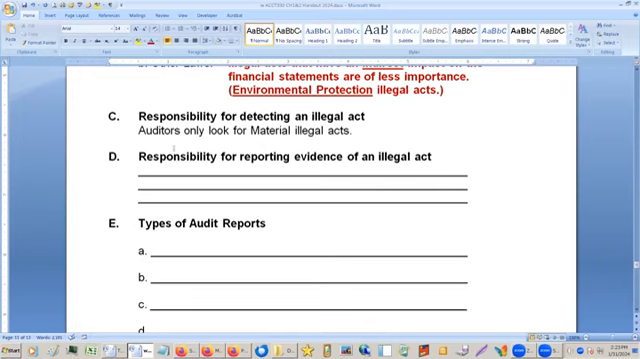We only look for material illegal acts. We do not look for all illegal acts, only material ones. And if they're not material, we don't look for them.